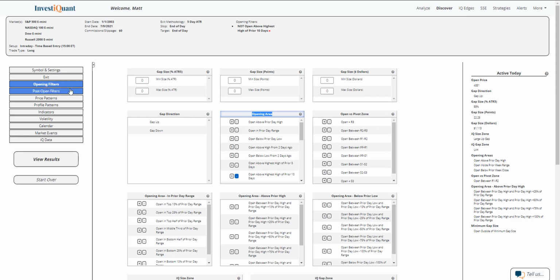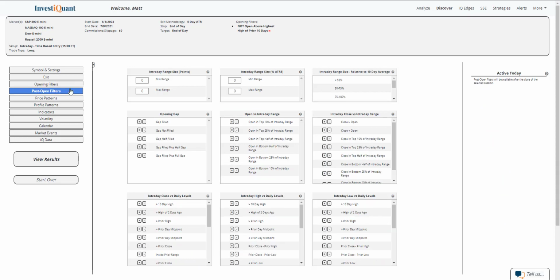And then I'm going to go into the post-open filters and I'm going to say, as of the time of entry, which I've got set here to 3 p.m., it is trading above a 10-day high. So to do that, intraday close versus daily levels, I'm going to hit equals here next to greater than 10-day high. So this means that throughout the trading session, we have moved to a new 10-day high. We didn't open there, we opened below that, but we are now trading above that. So that's a strength pattern that's taking place here.